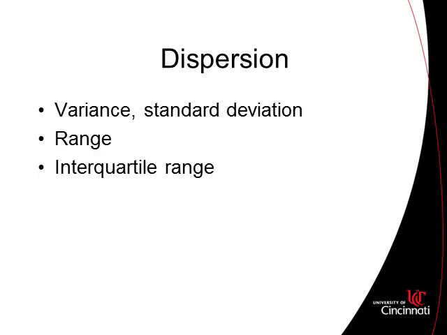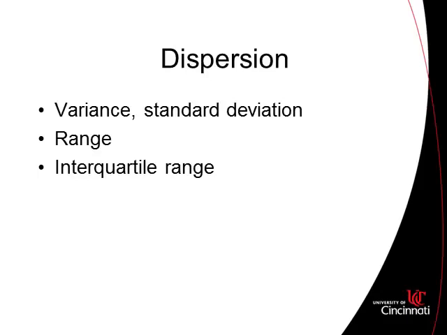A range is a very simple measure of dispersion, and all you do to calculate a range is take the maximum value in the data set, subtract the minimum value, and that number is the range. So the bigger number you have for a range means there's more variability in the data. The smaller number you have for a range means it's more clustered and the data is closely related and less variable.